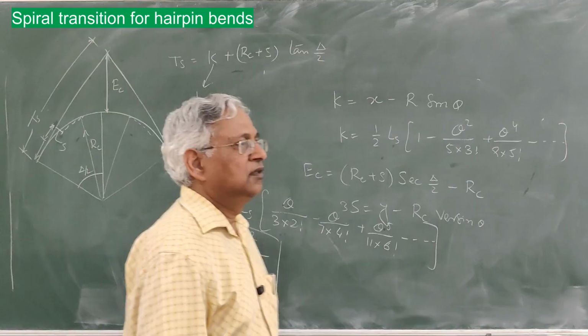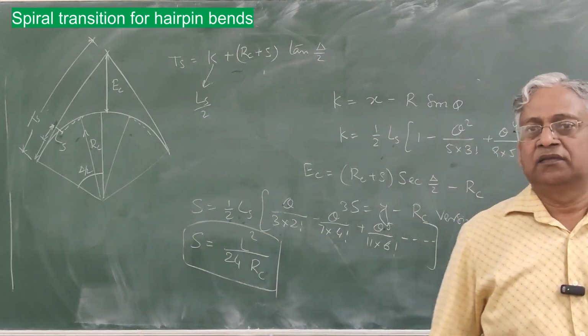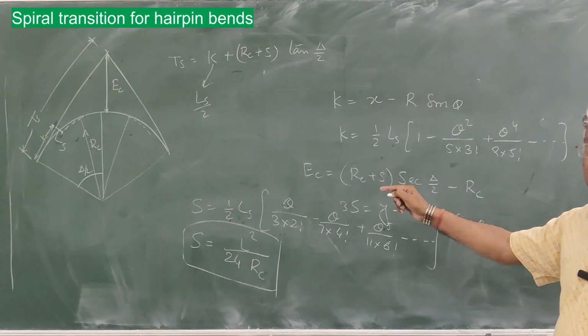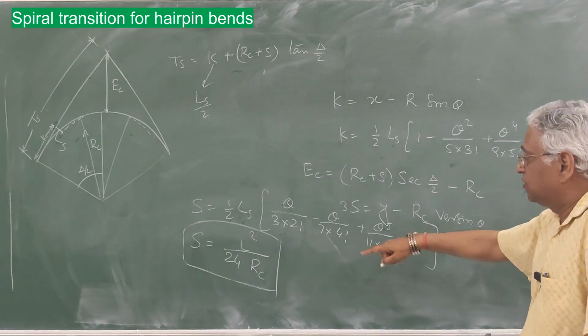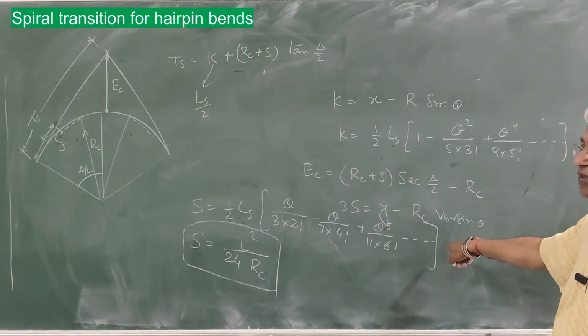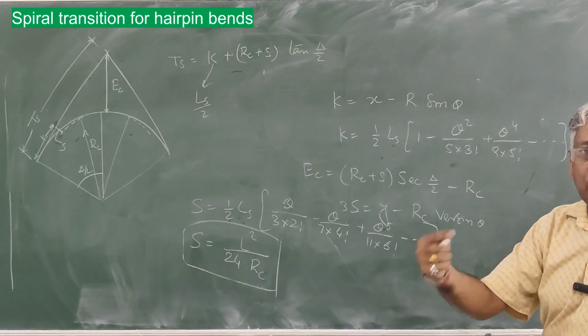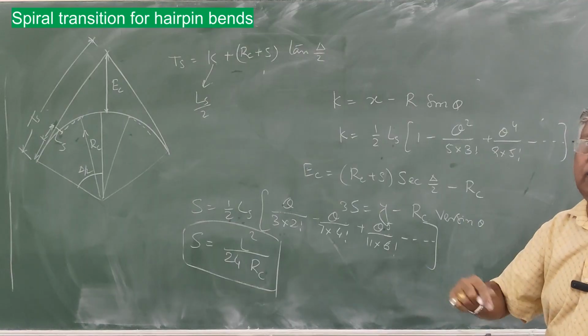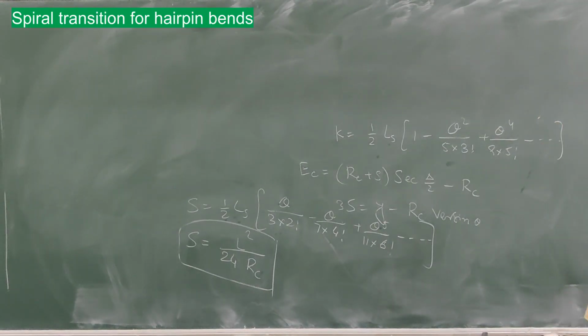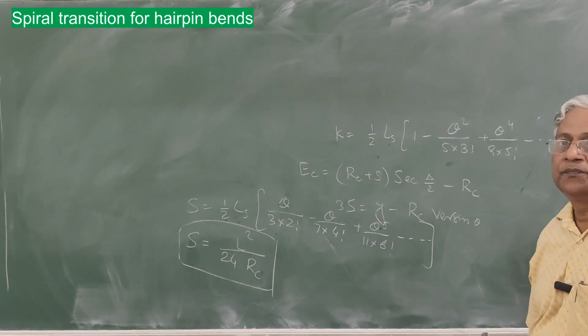The shift of the circular curve is L square upon 24 R, where L is the length of the transition. But again, it is less than this value because you have these terms also. So again, S is calculated or estimated from the tabular values. So that is how we design a spiral transition.